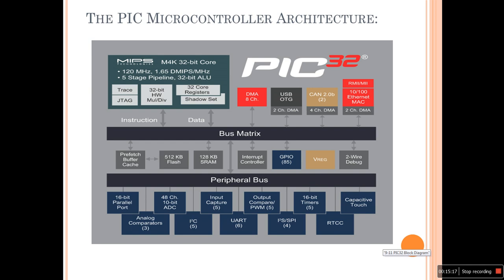In the next lecture we will start with the PIC32 microcontroller, and we'll see in detail its peripherals and all the different parts, and what the features of the PIC32 microcontroller are.